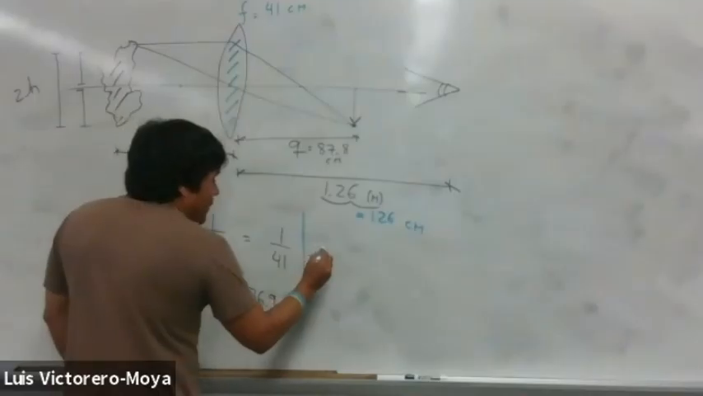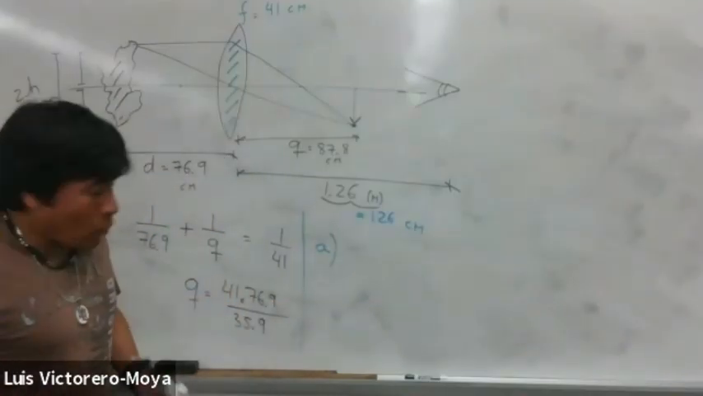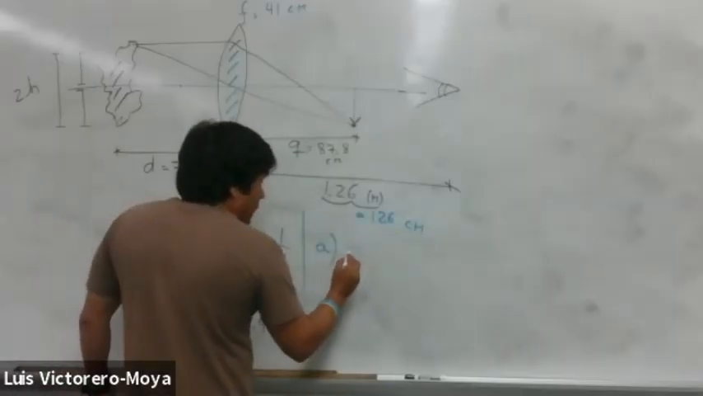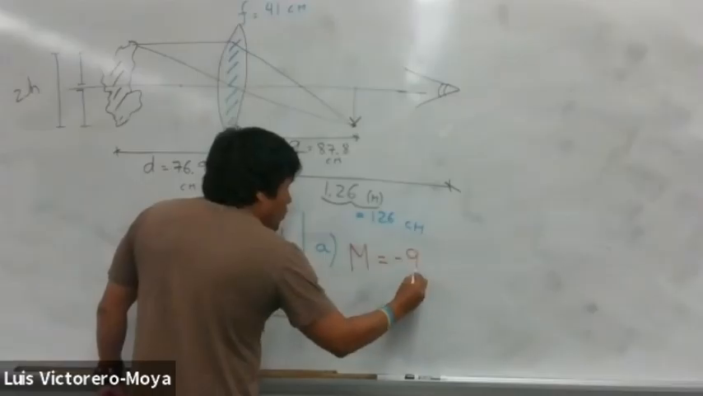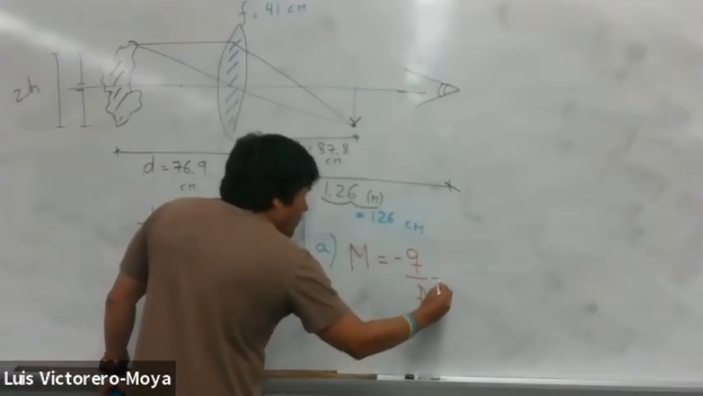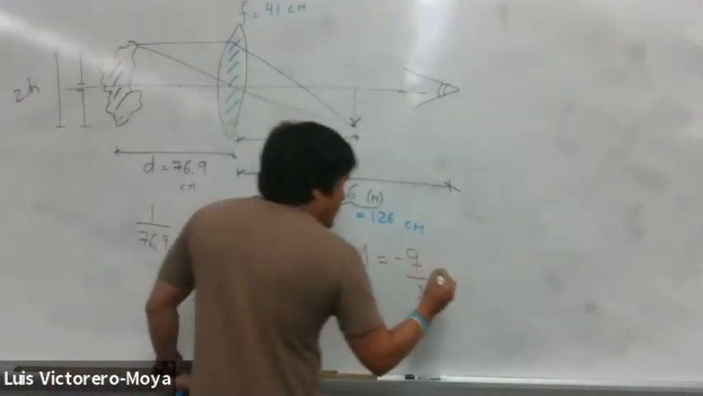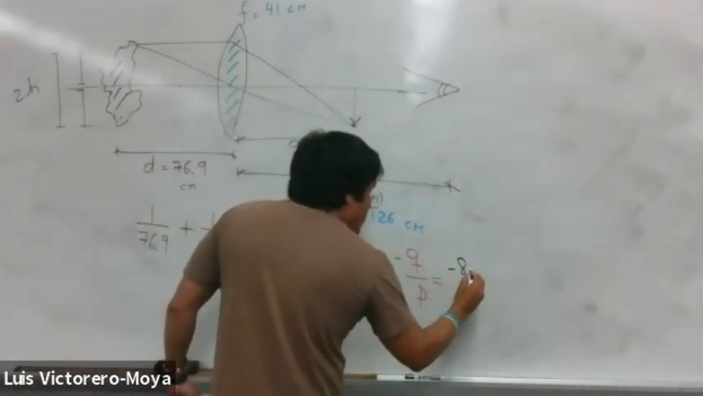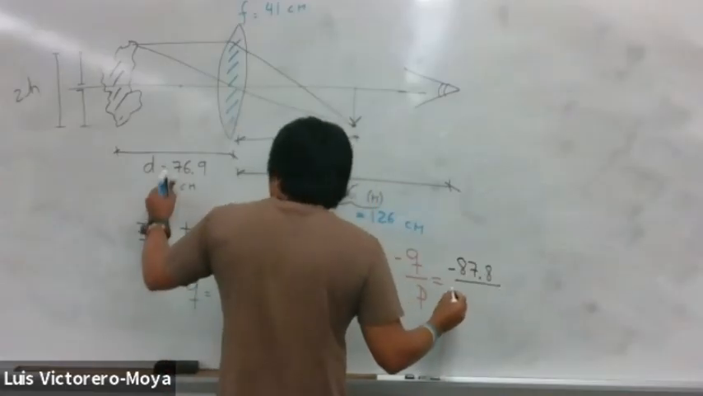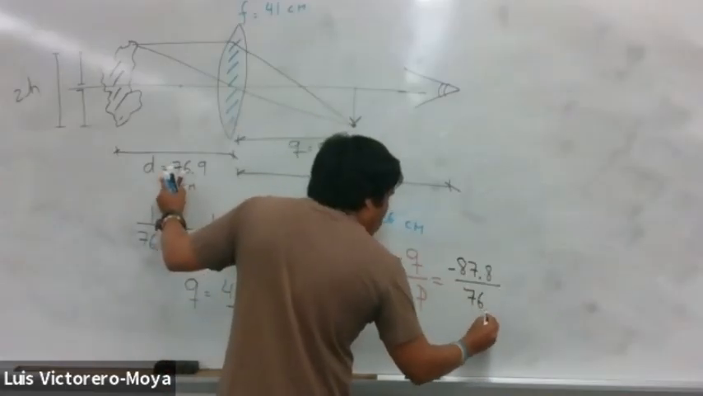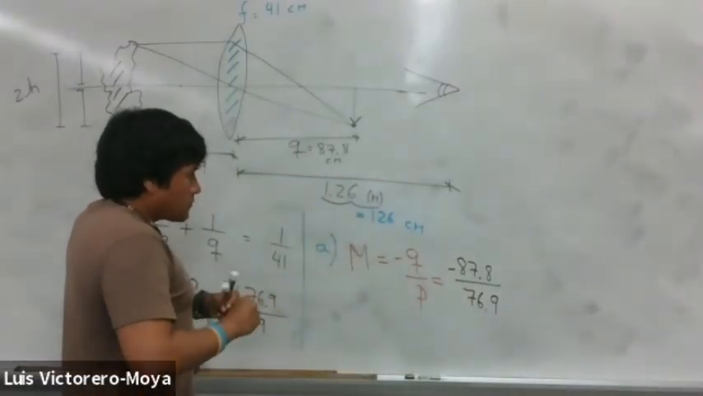We can answer part A though. The lateral magnification is your M. There were questions about that M. I got M is just minus Q over P, so minus 87.8 over 76.9. So you are looking at a magnified leaf, right?